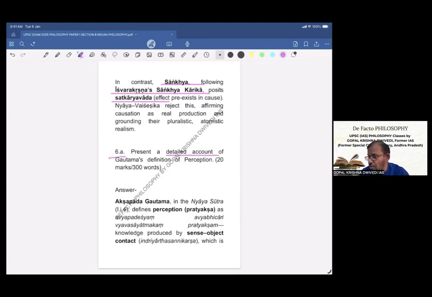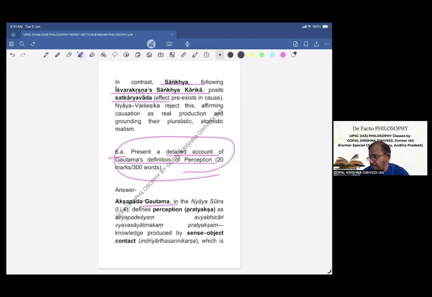Present a detailed account of Gautama's definition of perception. So this is again a Nyaya Vaisesika question, which is a very, very important chapter as far as Indian philosophy is concerned. This is a 300 words, 20 marks question, so a good write-up can be done. But again, this is a very specific question: only Gautama's definition of perception you have to write. You cannot simply write each and everything about their theory of knowledge or epistemology.